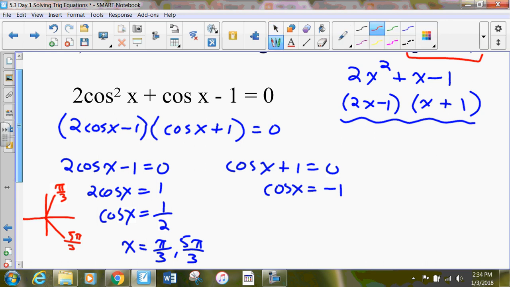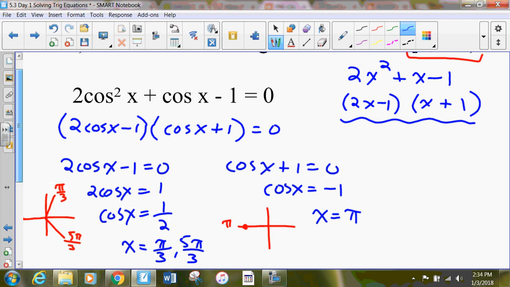And when I look at my unit circle, or just my quadrants, I think, okay, cosine is equal to -1 right here at pi, right? Is it equal to -1 anywhere else? Well, sure, if I do the revolutions, it could be at 3 pi and 5 pi, but we're not doing that because we're in a parameter of 0 to 2 pi. So x is equal to pi.